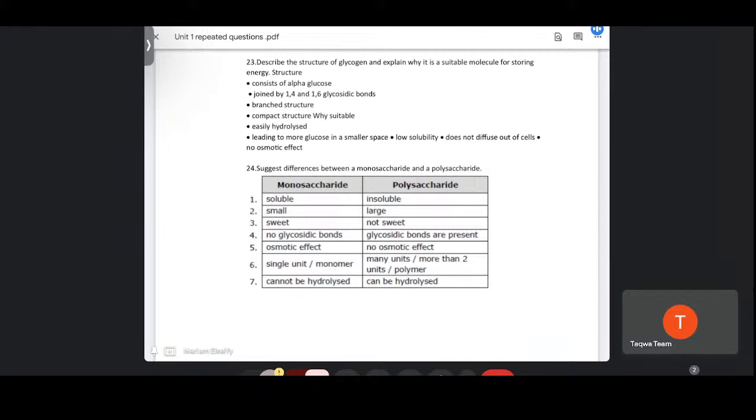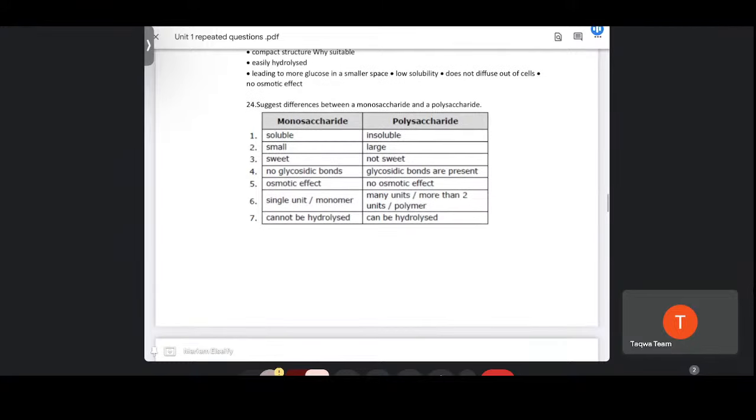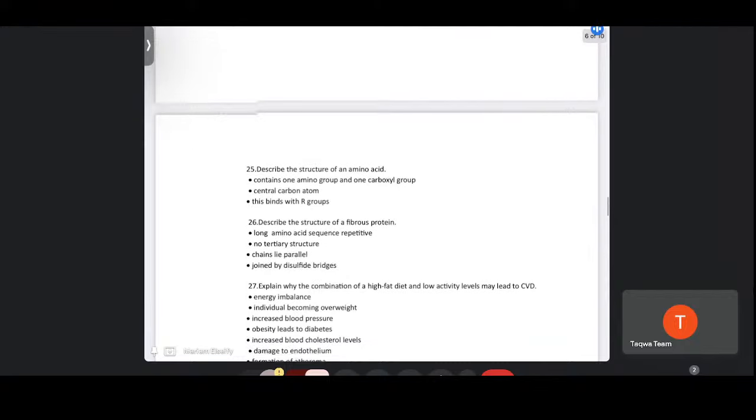Did you ask yourself why it has glycosidic bonds, and many units, and can be hydrolyzed? Since it's a polysaccharide, it's made of many molecules joined by glycosidic bonds. That's why they are present. And since it's a polysaccharide, it has many units, and so it can be hydrolyzed since it's already made by a condensation reaction, so it can have a hydrolysis reaction as well.